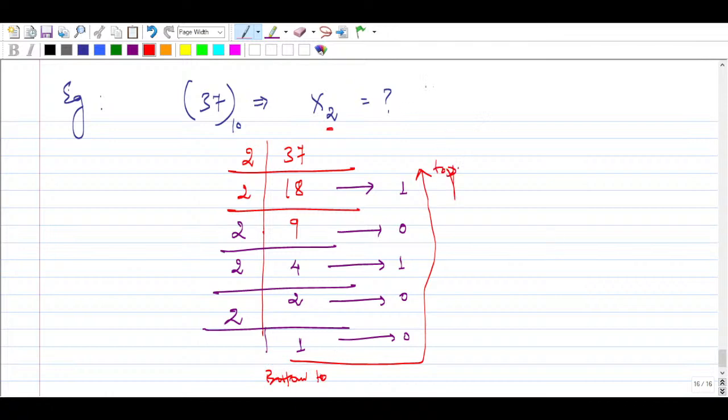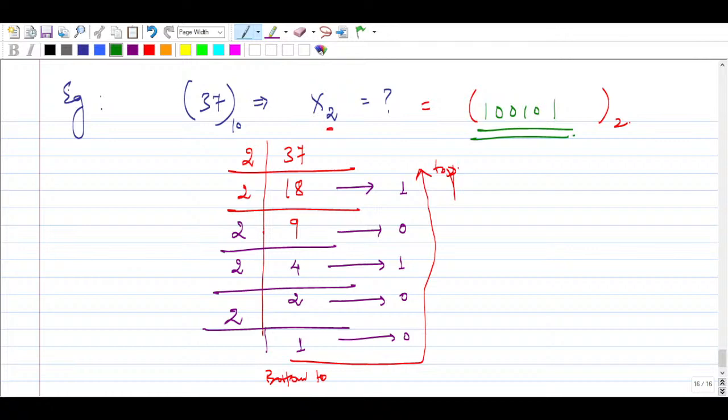So let me write here. It is in base 2, and you can start from 1 0 0 1 0. This is correct. Okay, now you have successfully converted decimal to binary.